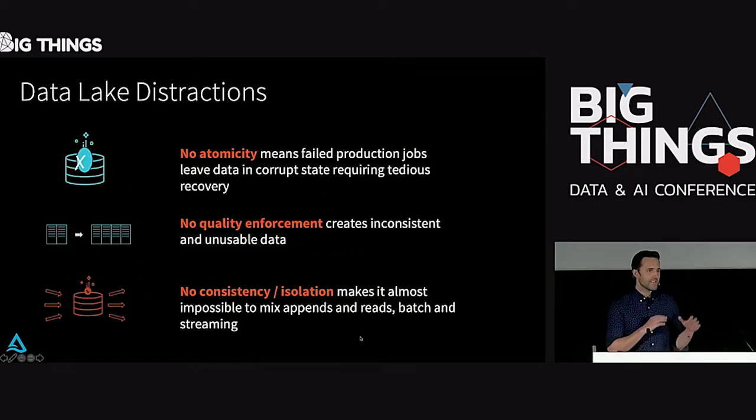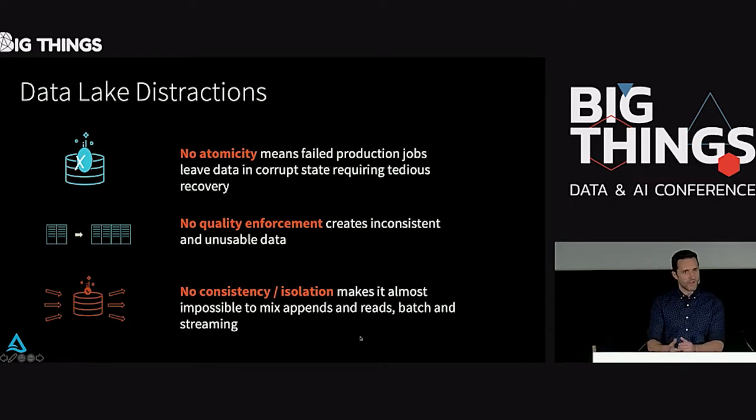And the things that are distracting you from getting value out of your data are, I think these are a good summary. You don't have atomicity. Atomicity is this property that when something happens, it either happens completely or not at all. And you don't have this in a distributed system and on a file system. When something goes wrong in the middle of your Spark job, you have to worry about, did it write something out already? Do I have partial results out there? Have I duplicated my data? And that can make it very difficult. You have to do a lot of manual cleanup when something goes wrong.